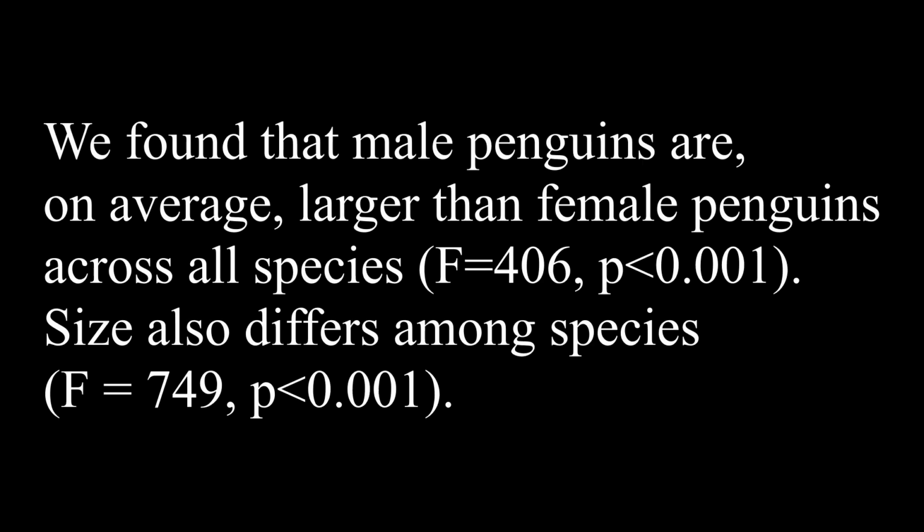But to put it more formally, we could better say, we found that male penguins are, on average, larger than female penguins across all species. State your F statistic. Here, F equals 406, and the p-value is less than 0.001. We can also say size differs among species. And in this case, we don't yet know what's different, but we can state our F statistic and p-value from that ANOVA table that we just looked at a second ago.